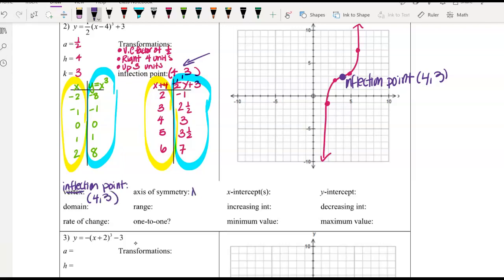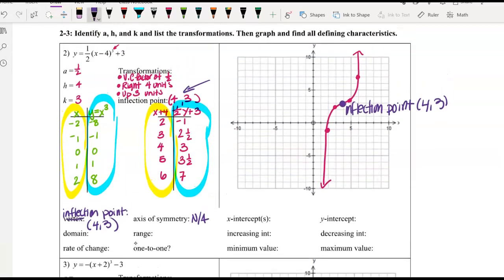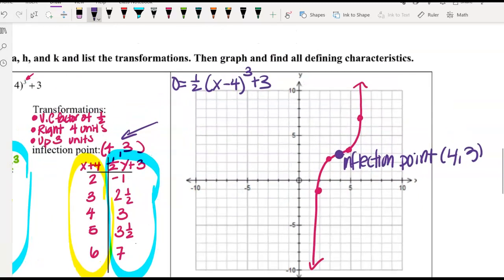Axis of symmetry, we don't have that because we don't have anything that would divide this into 2 exact halves. X-intercept looks like we do have some, but we can't eyeball that, so let's solve it. X-intercept is when y goes to 0. 0 equals 1/2 times x minus 4 to a third power plus 3. First, you're going to move the 3. So if we move the 3, it's going to be negative 3 equals 1/2 times x minus 4 to the third power. Now, just like a quadratic or an absolute value, we want to isolate this parentheses. So we have to get rid of the half in the front.